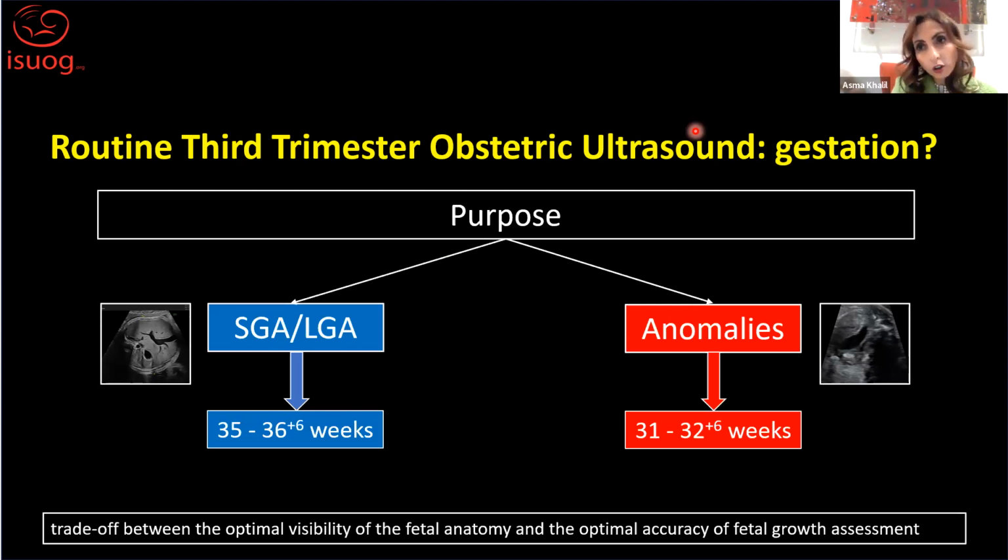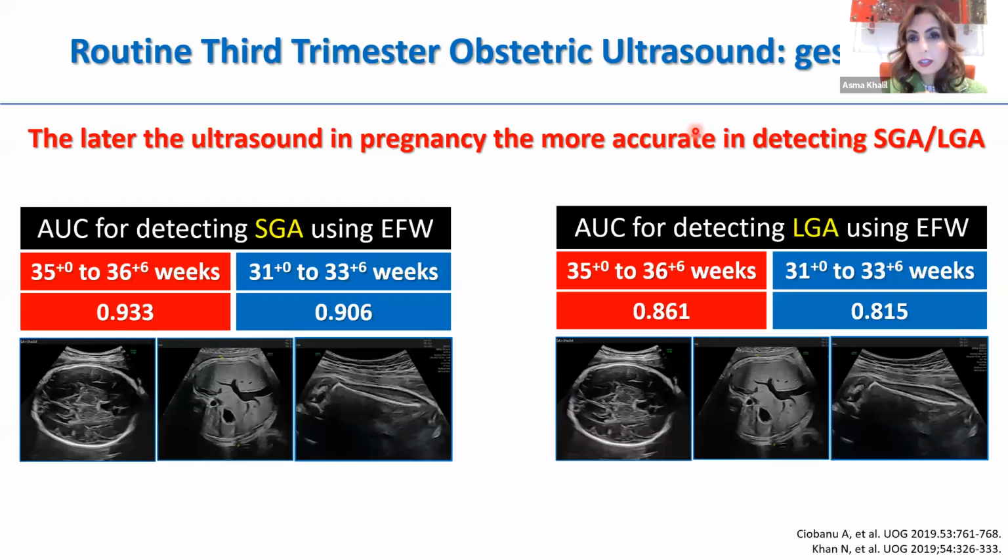If it is for detection of anomalies, in this case you will need to do it earlier, 31 to 33 weeks, because it's a trade-off between the optimal visibility of the fetal anatomy, which tends to be more difficult later in gestation because of the fetal position, and the optimal accuracy of the fetal growth assessment, which tends to be later in pregnancy. And there is evidence to support that.